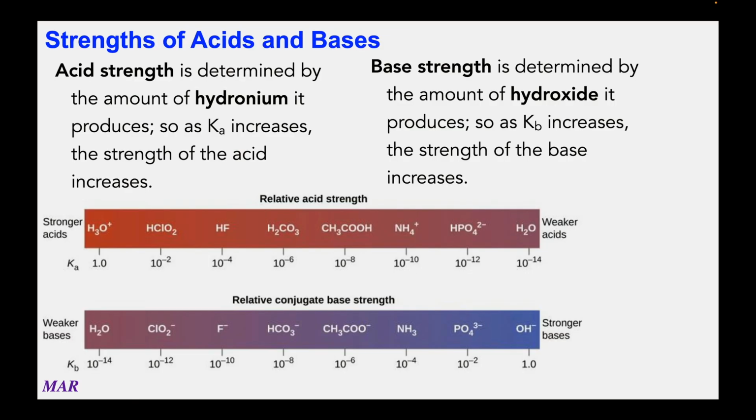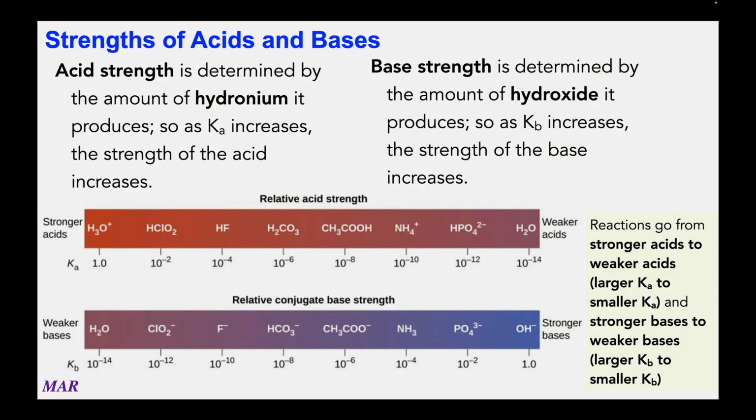Again, acid strength is determined by hydronium, and base strength is determined by hydroxide. Now, Kas will have hydronium as a product, so as one goes up, the other one goes up. Your strongest acids will have the biggest Kas. And the same thing for bases. The strongest bases will have the biggest Kb, and there's all kinds of examples of how this works out. Now, it's kind of cool to find out what the value is for Ka and Kb. You will never have to look those up. You can always use the table, or I'll give you the information. No problem.